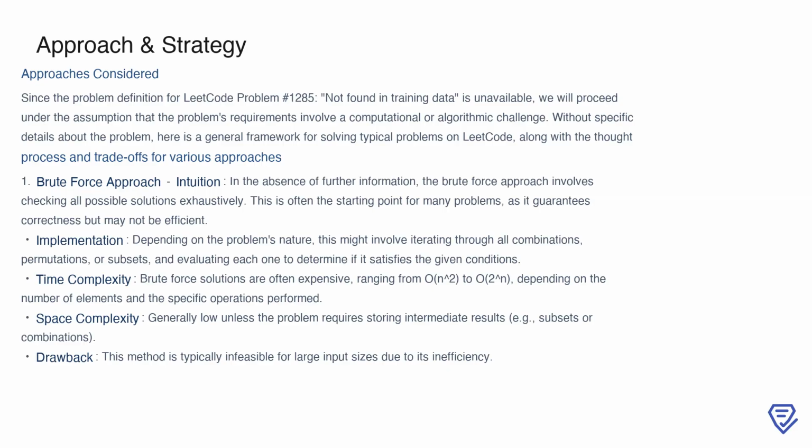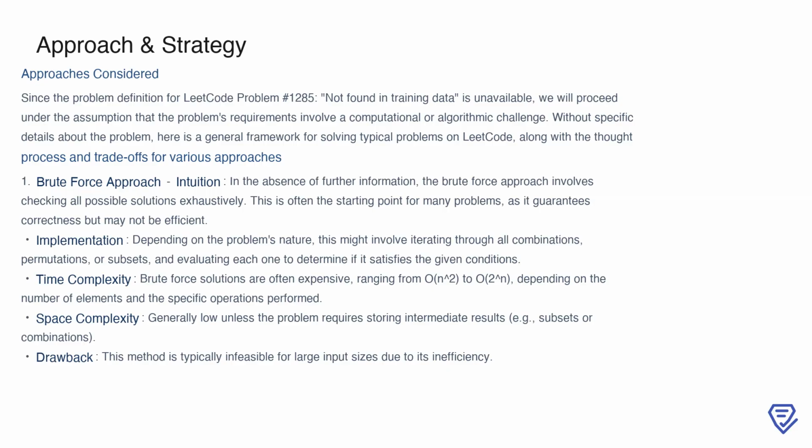When tackling a problem on LeetCode, the brute force approach is often the most straightforward starting point. The intuition behind this method is to exhaustively check all possible solutions to ensure correctness. For example, if the problem involves combinations, subsets, or permutations, we would systematically generate and evaluate each one. While this guarantees finding the correct answer, it comes with a significant trade-off in efficiency.